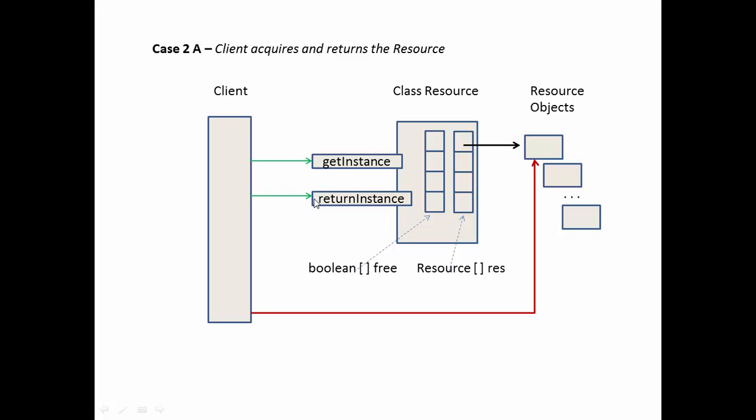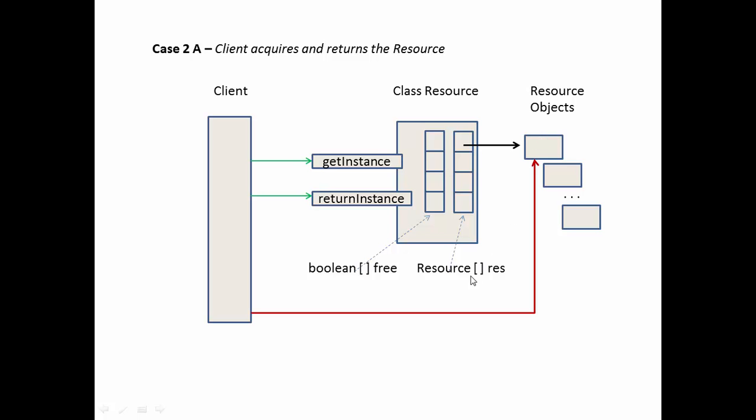And then the client calls return instance, providing this reference. And as you can see, because the class always retains references to all the resources, it says, let me compare the red one with one of the black ones. Oh, here is the match. So this means this resource is being returned.